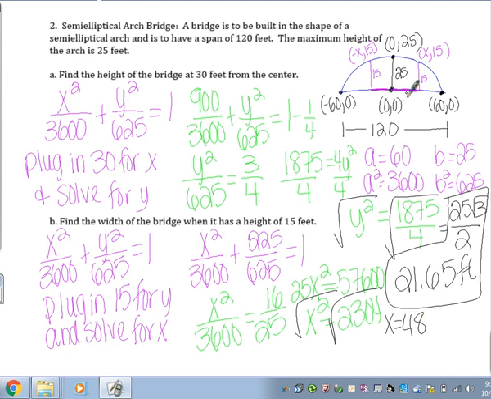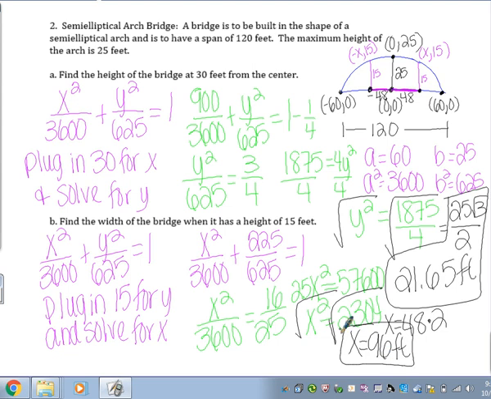So what that means is this is 48 here, and this is 48 here, going on the left. All right, so if I wanted to find the total distance from positive 48 to negative 48, what would I do here? Multiply 48 by 2, and what do you get? 96. Does it make sense why we double it? So 96 feet is our answer.